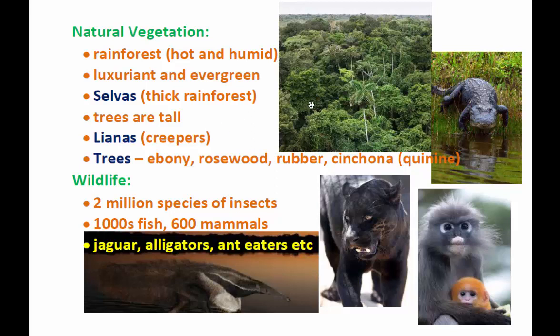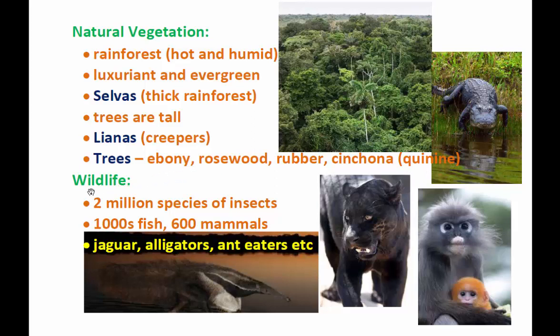The forest also produces very valuable trees like ebony, rosewood, rubber, cinchona, etc. From cinchona, quinine is made. Quinine is a medicine used for the treatment of malaria. Being an equatorial region, the equatorial disease malaria is very prevalent in this area, so they use quinine as a medicine for the treatment of malaria.